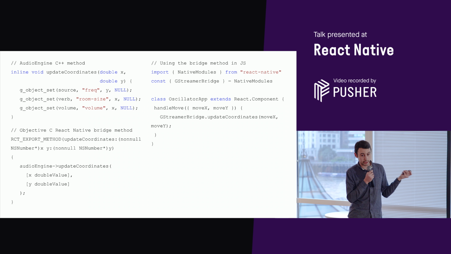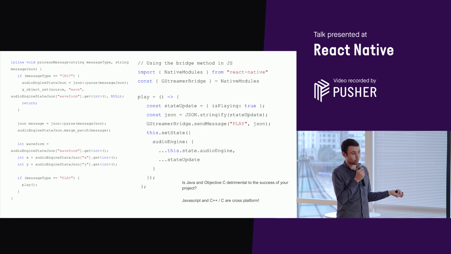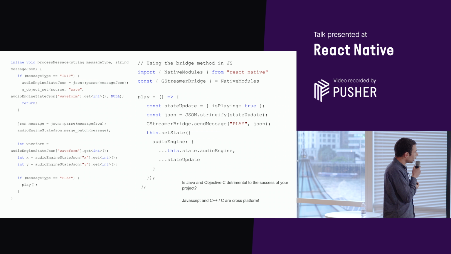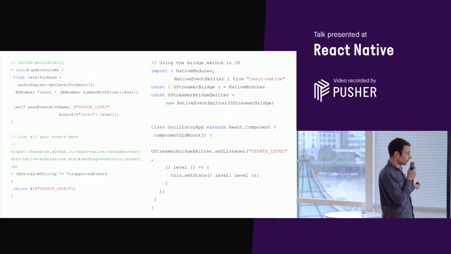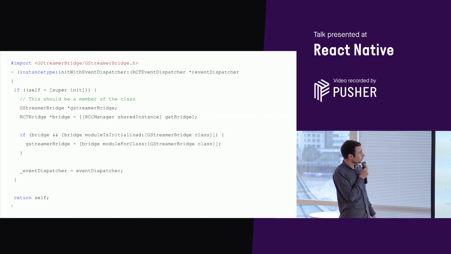So those are the 3 things to look at, I would say: creating a method to pass down data to your audio engine, maybe minimizing the amount of non-cross-platform code, so Objective-C or Java, that you need to write, and then finally sending events back up to your JavaScript to communicate from your C++ to your JavaScript. Yeah, so those are the code examples.